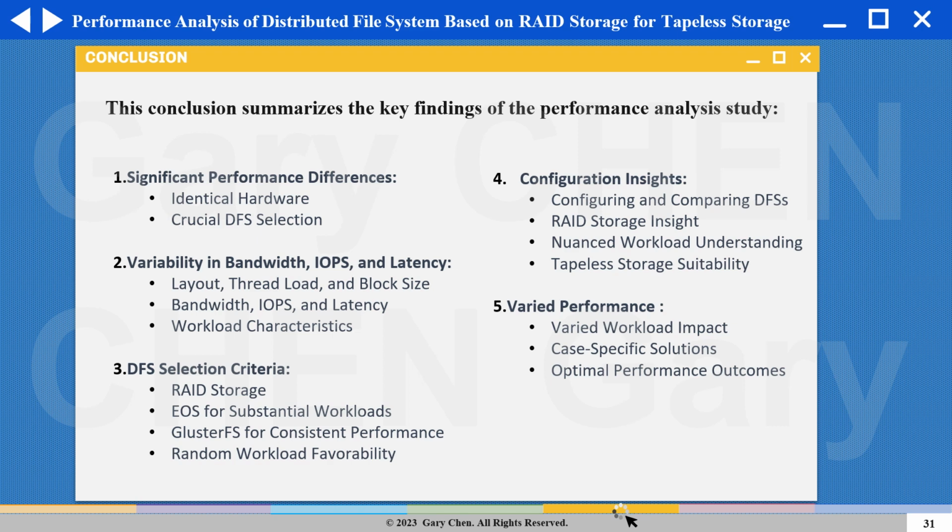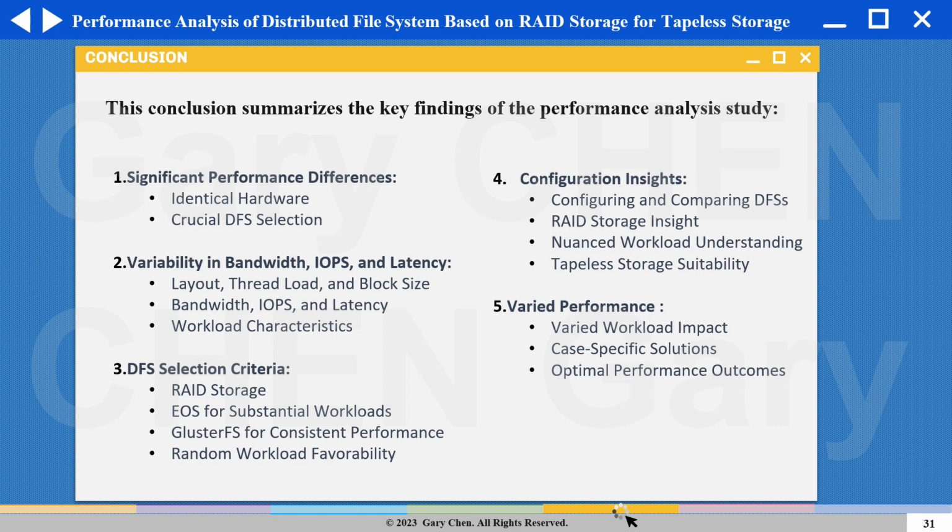Second, variability in bandwidth, IOPS, and latency. Factors like layout, thread load, and block size contribute to substantial variations in bandwidth, IOPS, and latency. Understanding workload characteristics is vital to predicting and managing performance outcomes.